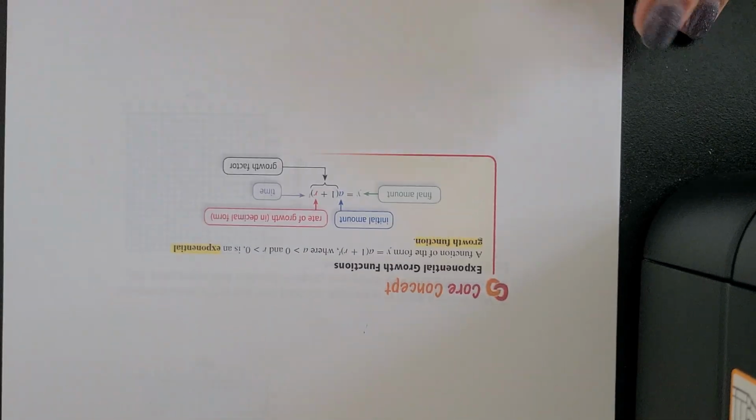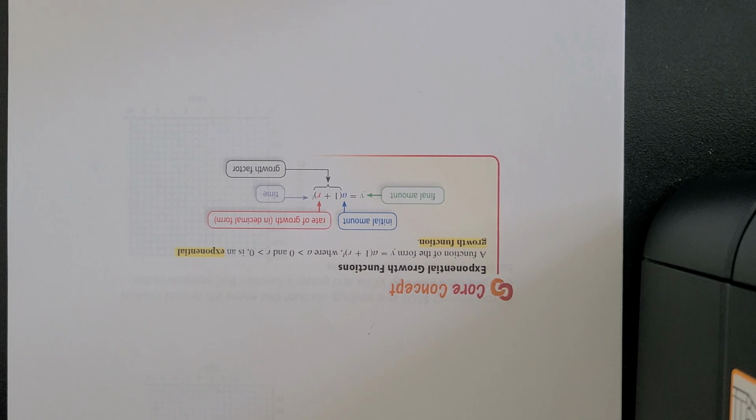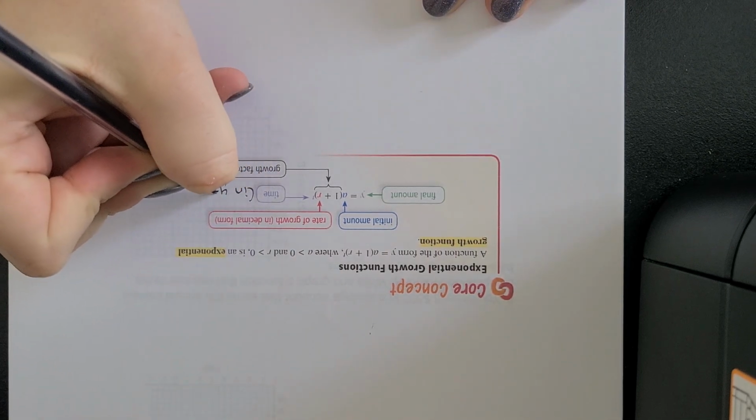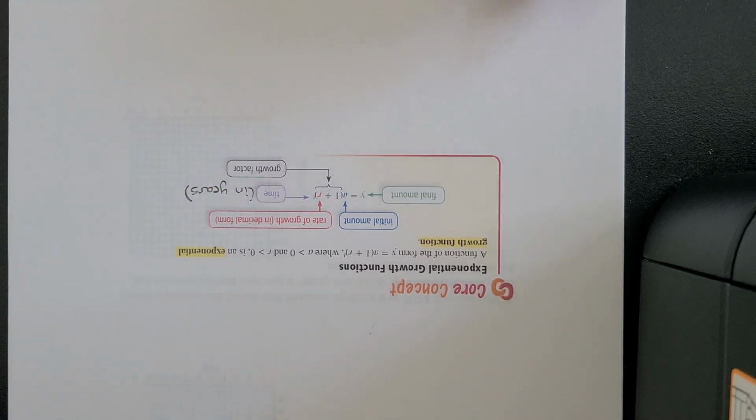So we're going to talk today about exponential growth and decay functions. This formula represents exponential growth. The final amount, the initial amount, the rate of growth, always in a decimal form, even though usually it's written as a percentage. And then the time should always be in years. Now this 1 plus r, the rate of growth, this is going to be called the growth factor.